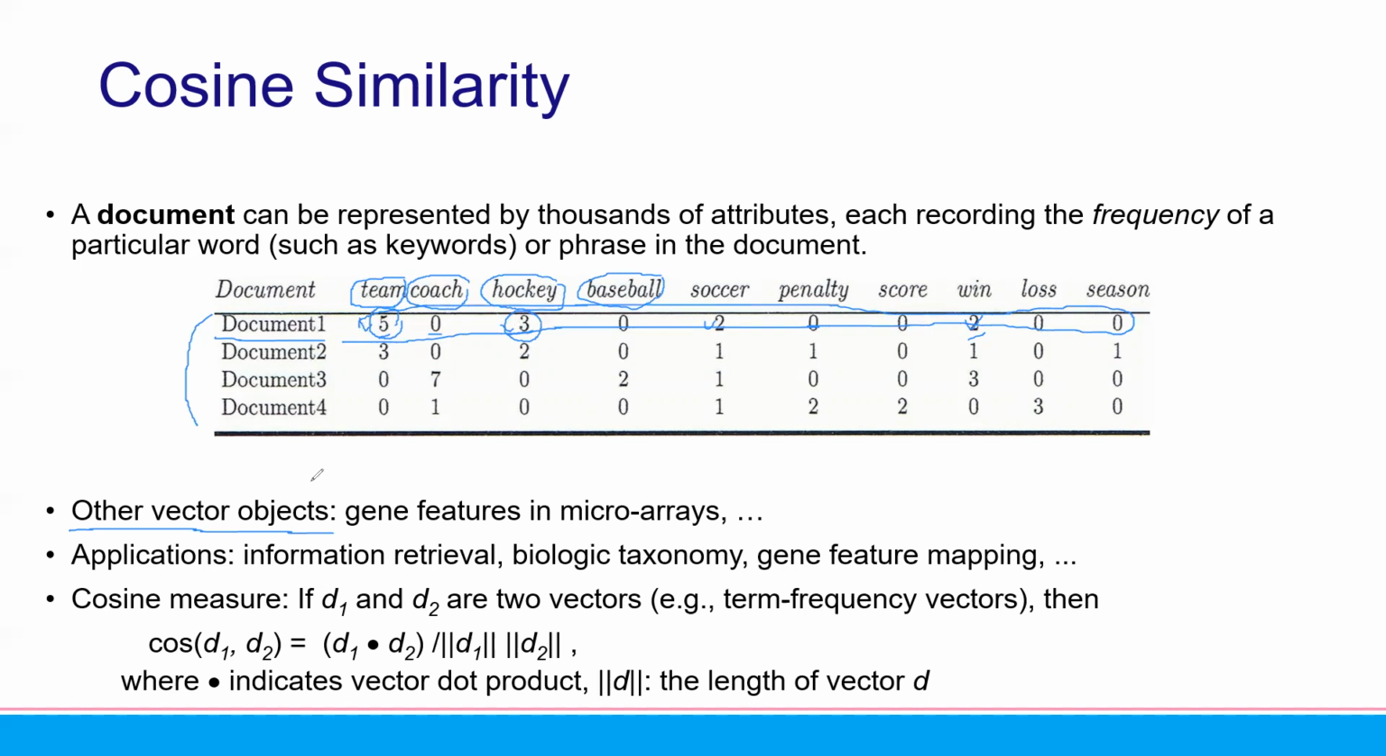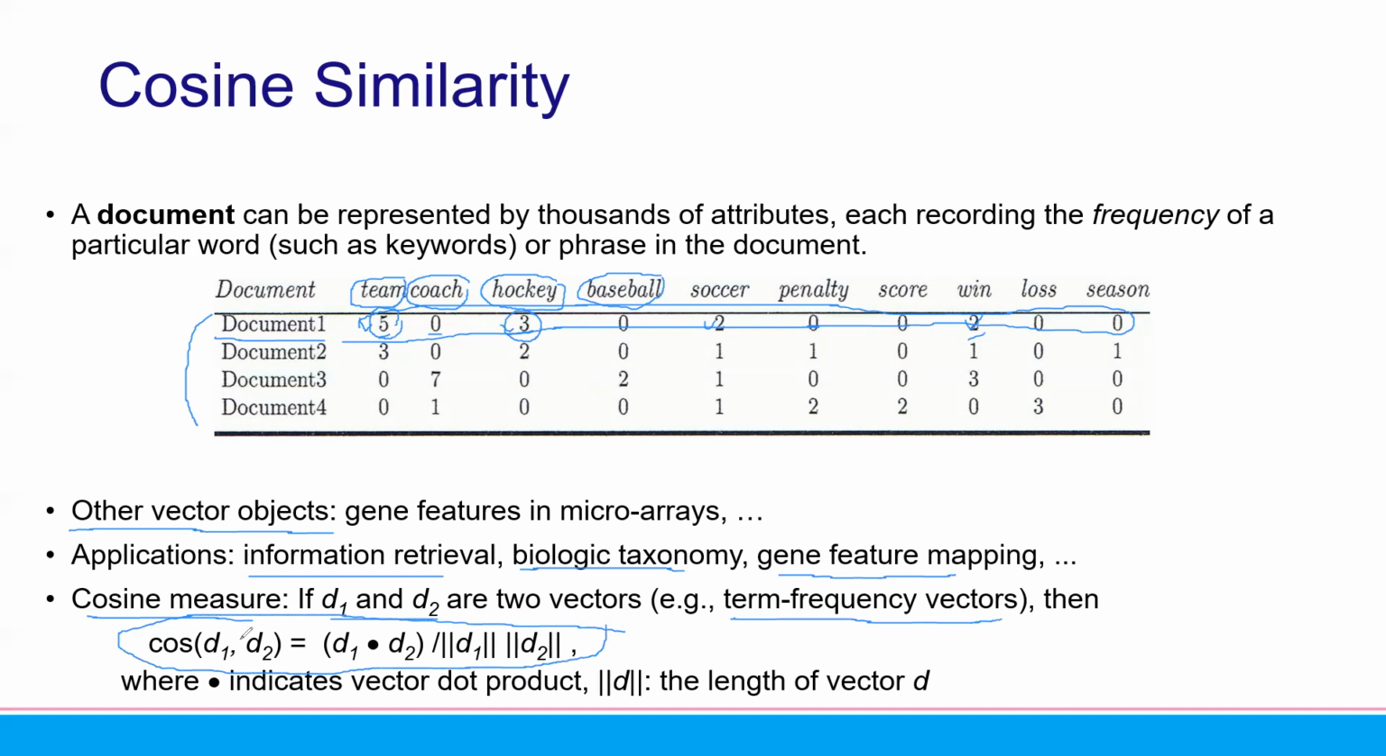And actually we can use this also in other domains, for example, in biology, okay, or in gene feature mapping, or yeah, other kinds of information retrieval. We can also use this kind of similarity. So the cosine measure is a measure to define the similarity between 2 different objects, okay, or 2 vectors. We call them the term frequency vectors. And this is the formula.